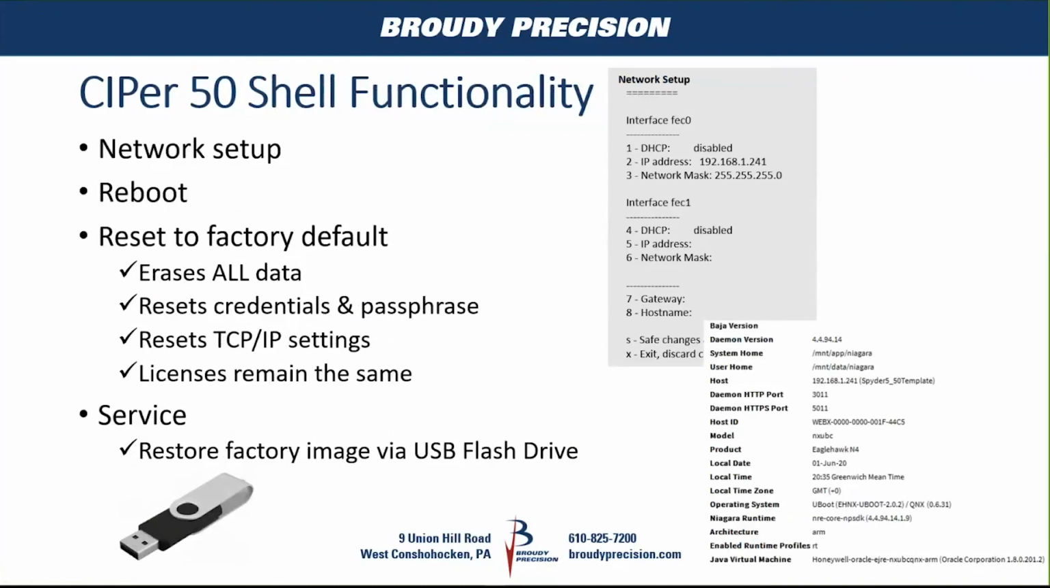And then there's another option there called service. What it does is it allows you to restore a factory image or a factory firmware from USB. So you can have a USB flash drive, plug it into the edge of the CIPer 50, and when you invoke service and answer a subsequent yes/no, it will restore the image.